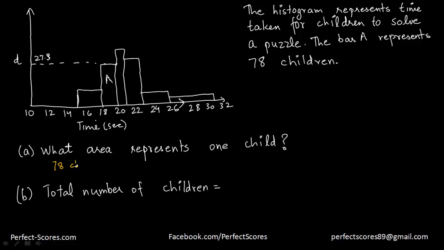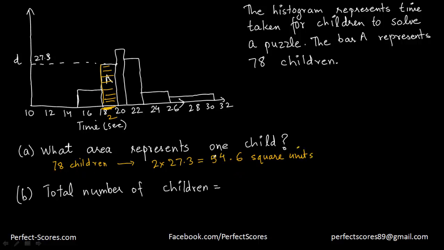So 78 children are actually represented by this area here, which is equal to 2 times 27.3, which is equal to 54.6, right? So 54.6 square units. Area is always in square units, right?